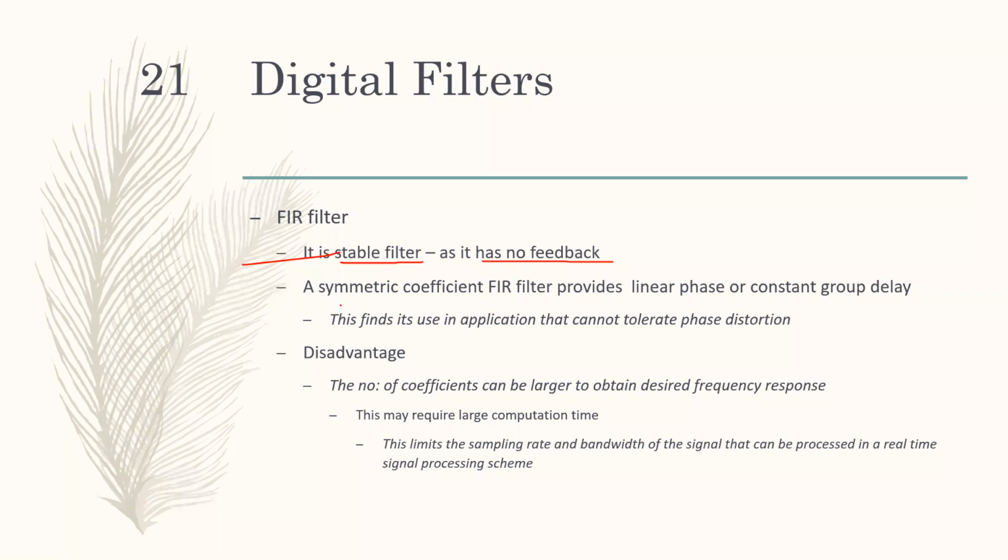Next, this is a symmetric coefficient FIR filter. Because of this, we have linear phase response or constant group delay. We observe linear phase response or constant group delay in FIR filters. Now this is what I discussed in a previous slide. That is, we can use such kind of filters where phase distortion is not permitted. So if some phase distortion happens, then the entire system will not be operating in the intended form. So in such kind of applications, I can go in for FIR filters.